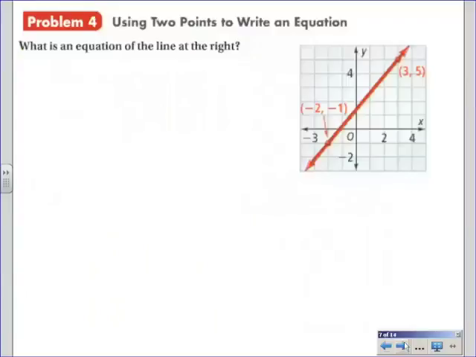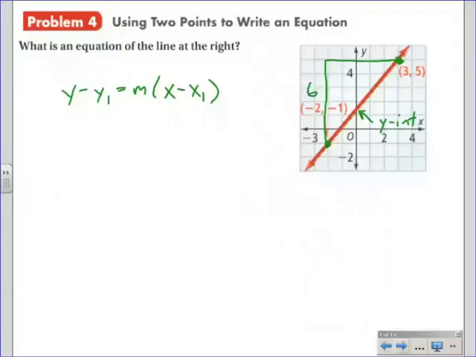Now I'm given the graph. I have 2 points here, (-2, -1) and (3, 5). So I'm going to write the equation of the line. Notice my y-intercept is in there, but I don't know exactly what my y-intercept is. So instead of using slope-intercept form, I'm going to use point-slope form. I'll draw in my slope triangle first. My rise, I start at that left point, is going up 1, 2, 3, 4, 5, 6. My run is to the right, so it's positive 1, 2, 3, 4, 5. So rise over run, my slope is 6/5.